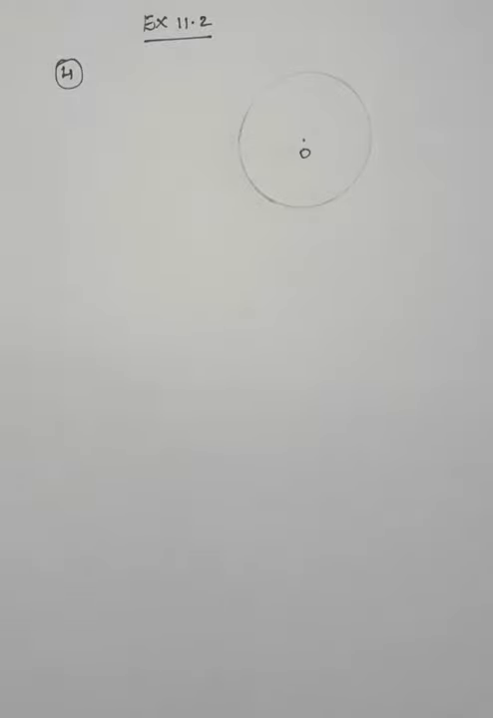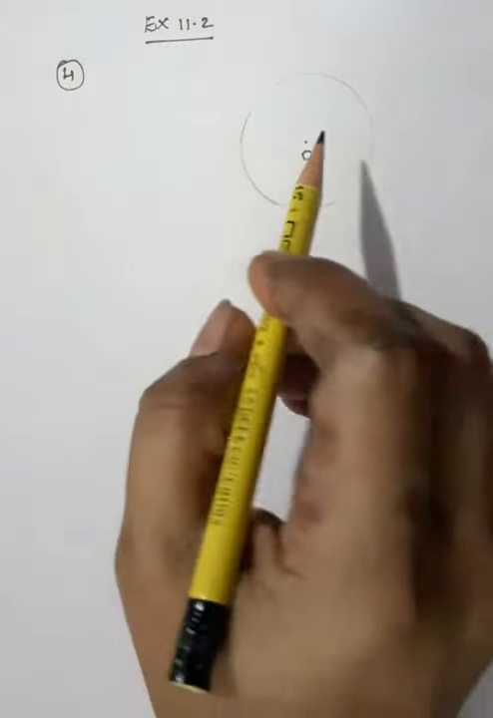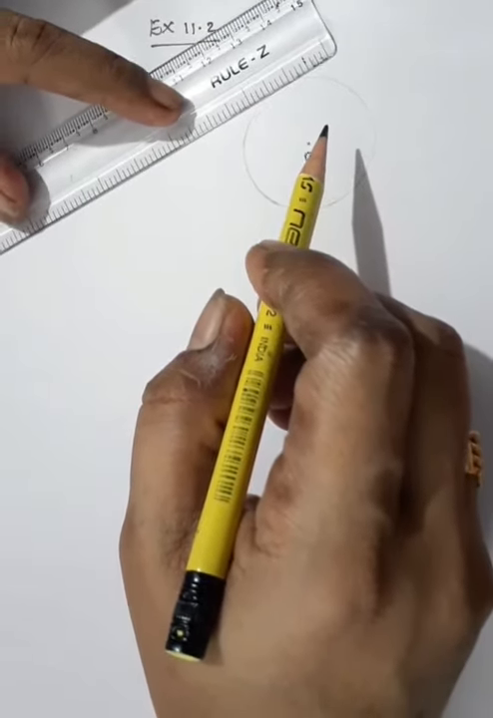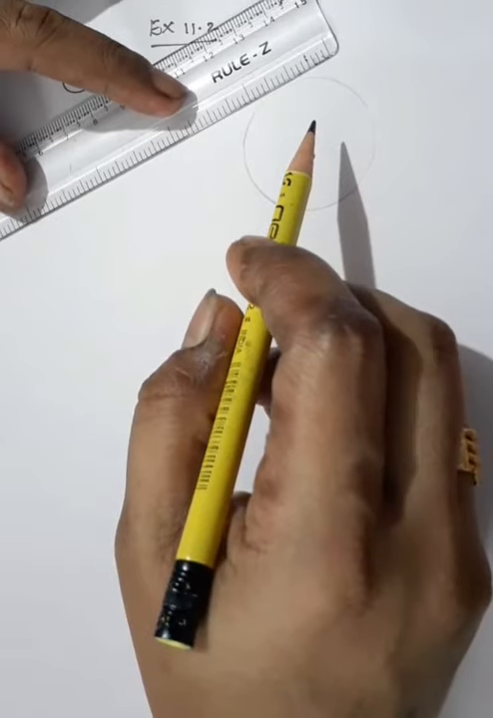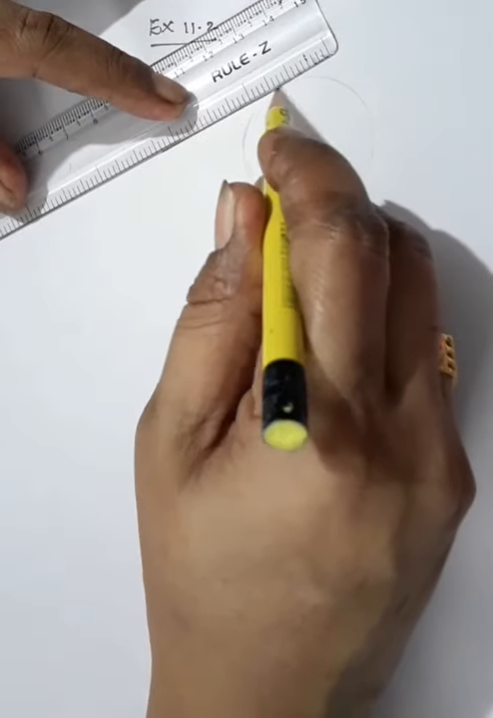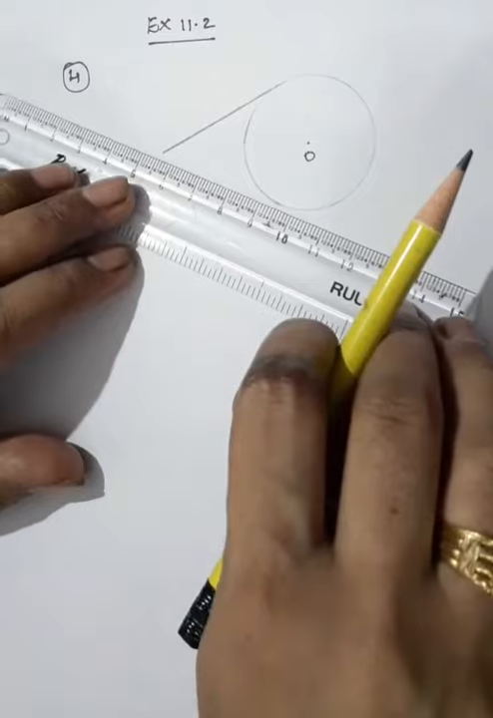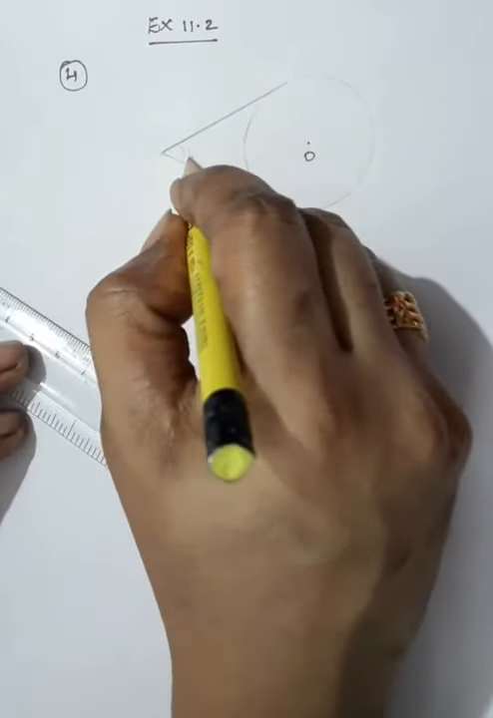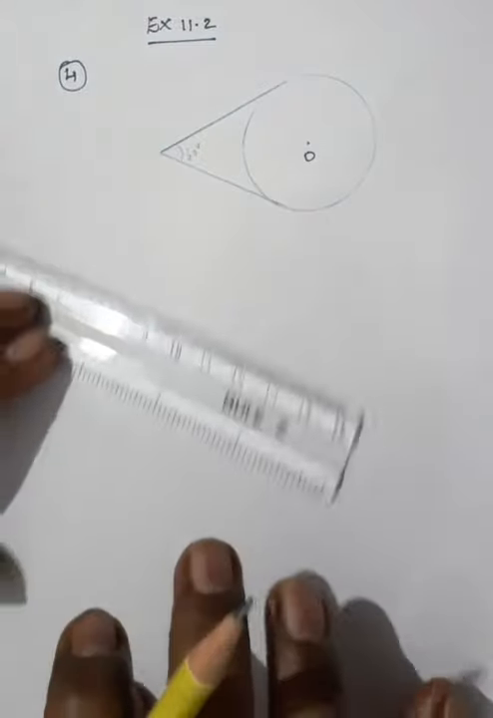Now question number 4. Draw a pair of tangents to a circle of radius 5 centimeter which are inclined to each other at an angle of 60 degree. So if this is a circle, we have to draw a pair of tangents from a point which are inclined at 60 degree, means this angle of inclination is 60 degree. So this is 60 degree. Want to construct the tangents this way.